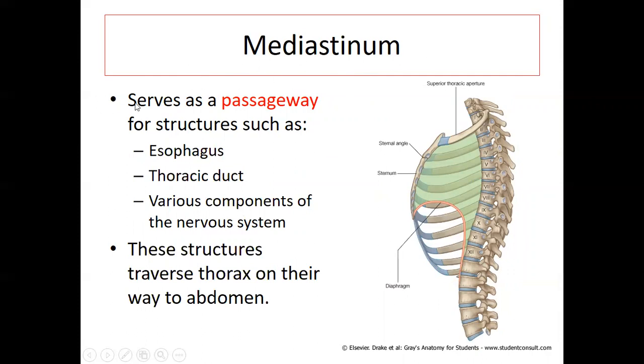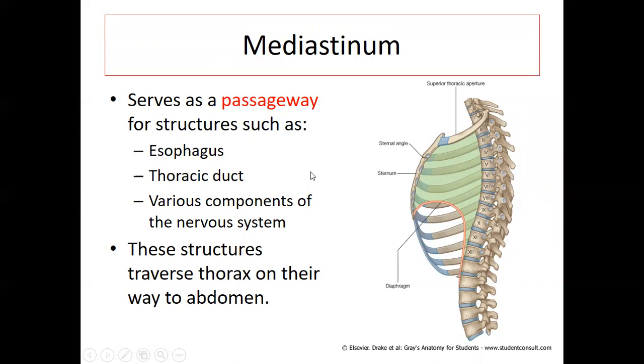What is the function of the mediastinum? It serves as a passageway, a channel for structures such as the esophagus, the thoracic duct, and also various components of the nervous system. These structures pass through the mediastinum. They traverse the thorax on their way to the abdomen. You know that the esophagus begins at the neck level, right? So as it goes down to the abdominal level, it needs to pass through the mediastinum.